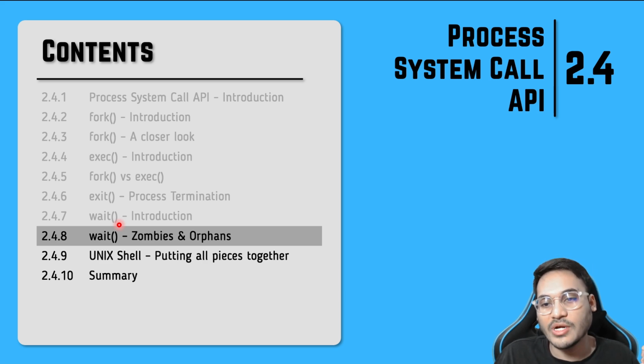So that was about the wait system call, and in this video we are going to talk about a concept called zombie and orphan processes. There are certain processes that are known as zombie and orphan processes, and this concept is related to the working of the wait system call. So we will study this in this video. Let's start and see what these processes are and how they are related to the wait system call. Without further ado, let's get started.